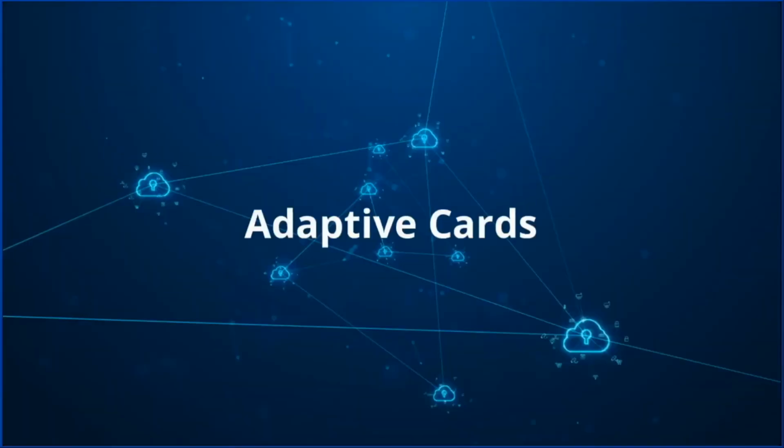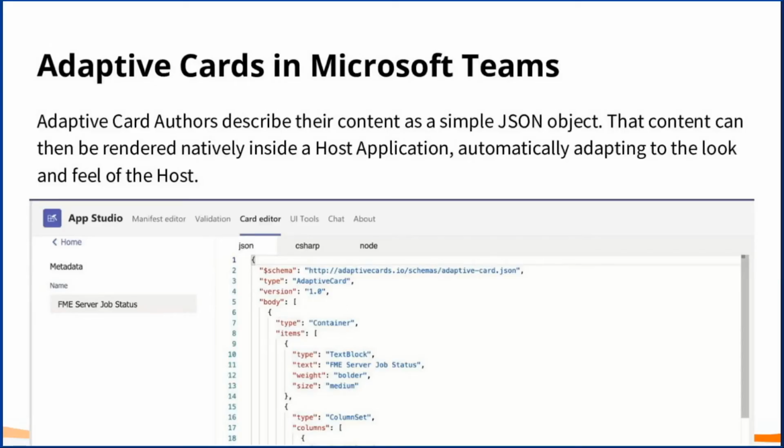So something else that was requested with FME and Microsoft Teams was supporting adaptive cards. Adaptive cards are ways that authors can describe their content as a JSON object. And then this will get rendered natively inside a host application, in this case, Microsoft Teams, and it adapts to the look and feel of the host.